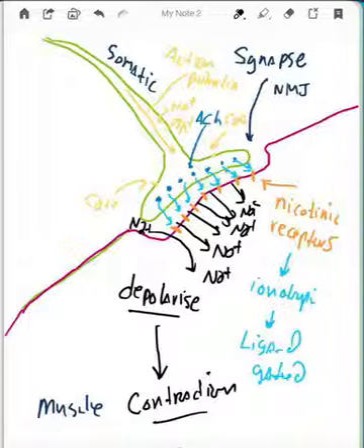So this is just an example of a bigger picture scenario involving nicotinic receptors with the somatic nervous system, and we'll probably talk about a few other scenarios that are important physiologically, but I thought this would be a good one to talk about.